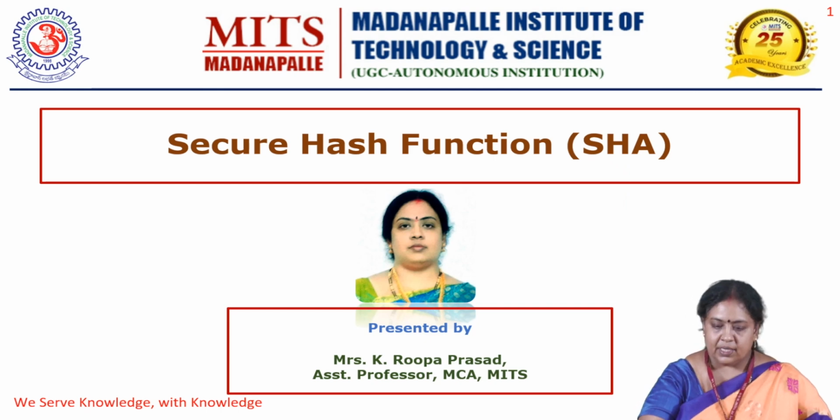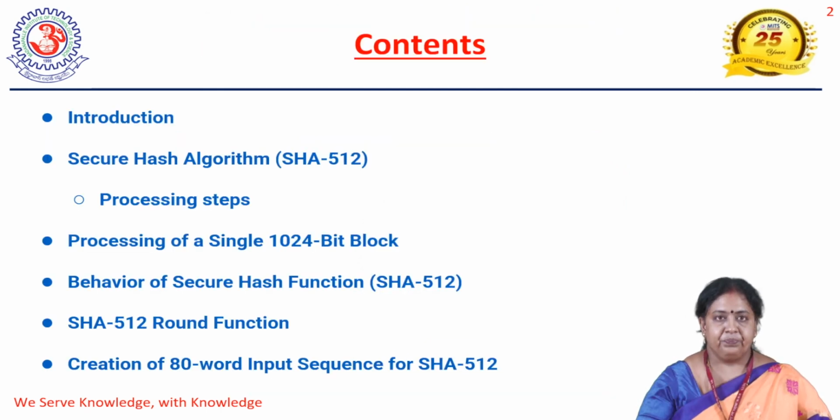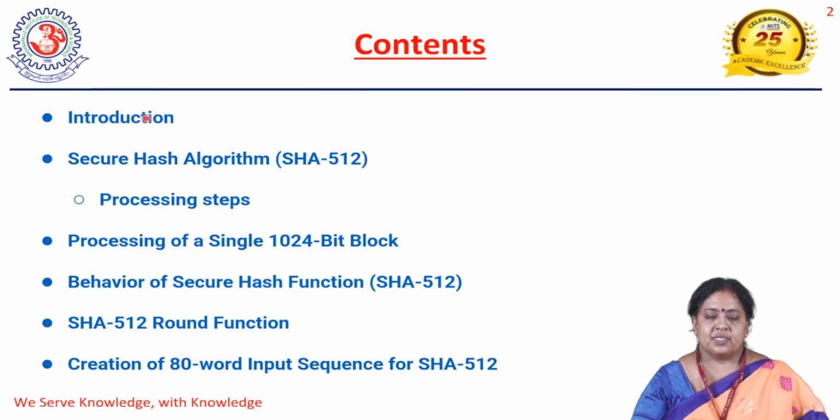Now coming to the contents of this presentation. First we are going to discuss the introduction part, then we come to the secure hash algorithm. In this, we are going to discuss SHA-512, and check what the processing steps of this SHA-512 are. Then we go for the processing of a single 1024-bit block.